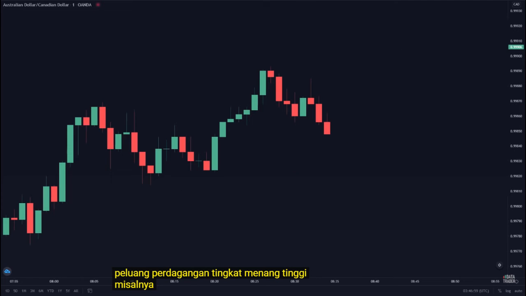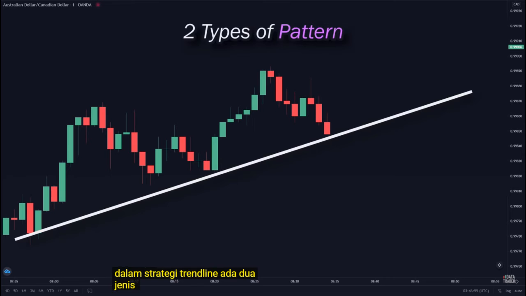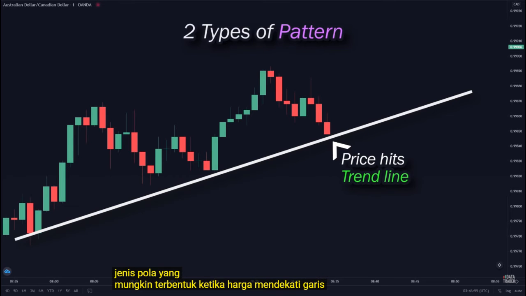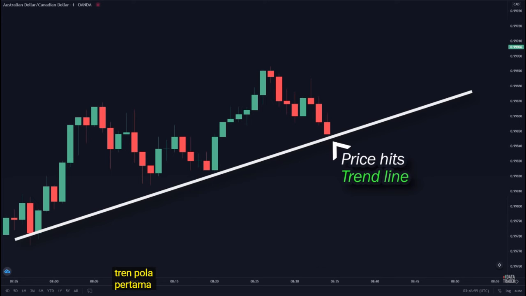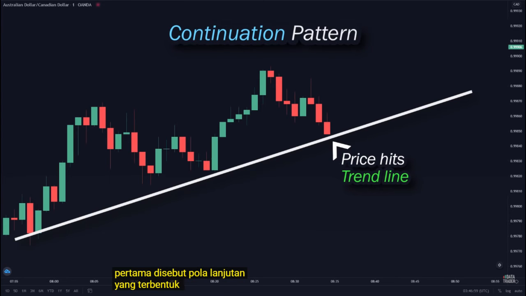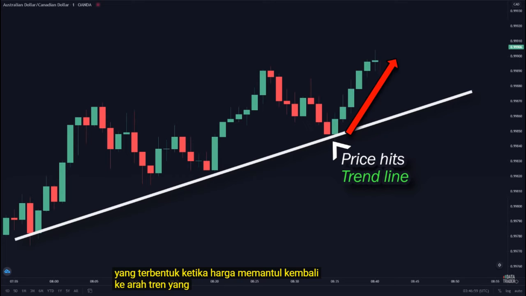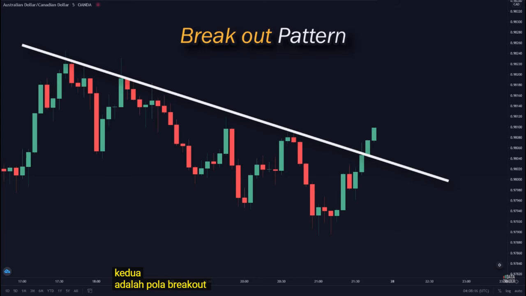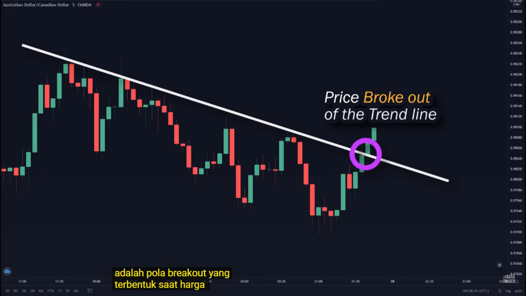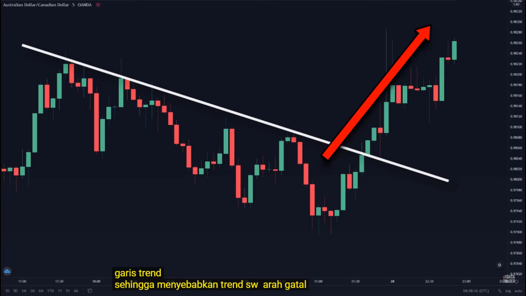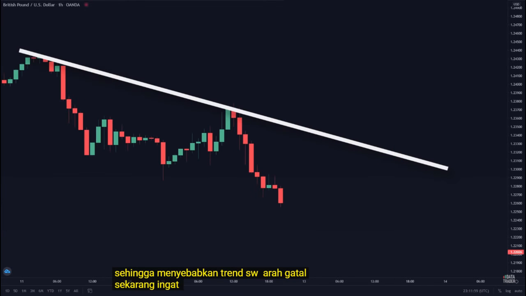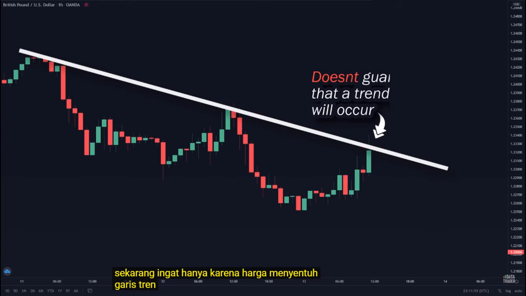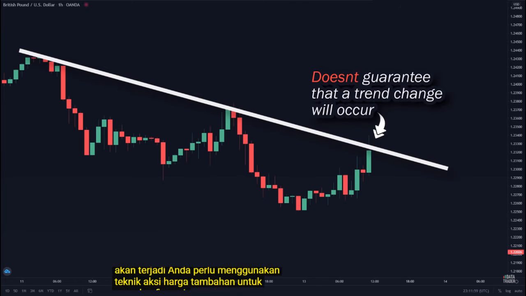For example, in a trendline strategy, there are two types of patterns that may form when price approaches a trendline. The first pattern is called the continuation pattern, which is formed when the price bounces back to the direction of a trend right after hitting a trendline. And the second pattern is the breakout pattern, which is formed when the price breaks out of a trend line, causing the trend to switch directions. Now remember, just because the price hits the trend line doesn't guarantee that a trend change will occur. You need to use additional price action techniques to confirm your analysis, which I will discuss later in the video.